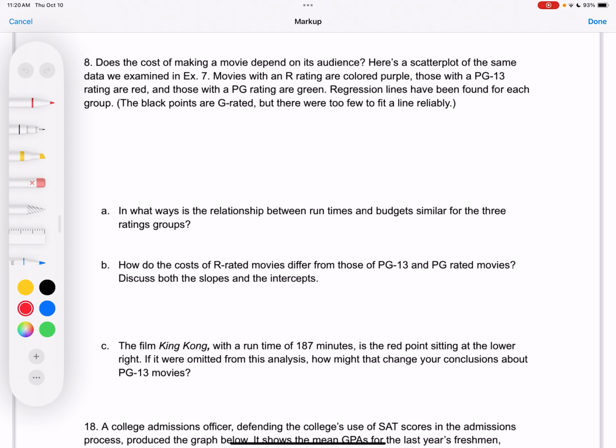All right, number 8. So this one is about movies, and it also ties to number 7, which I believe is one that I've given you for homework. Does the cost of making a movie depend on its audience? Here's the scatter plot of the same data we examined in example 7, with the R-rated movies colored. The movies with an R rating are colored purple. PG-13 are red, PG are green. Regression lines have been found for each group. The black points are G-rated, but there were too few to fit a line reliably. Okay.